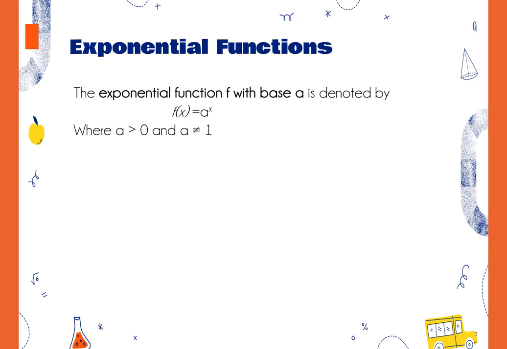This just says an exponential function with base a is denoted by f of x equals a to the x, where a is greater than 0 and a does not equal 1. So the base on an exponential function has to be positive. It can't be 0. It can't be 1. Otherwise, it would be constant.